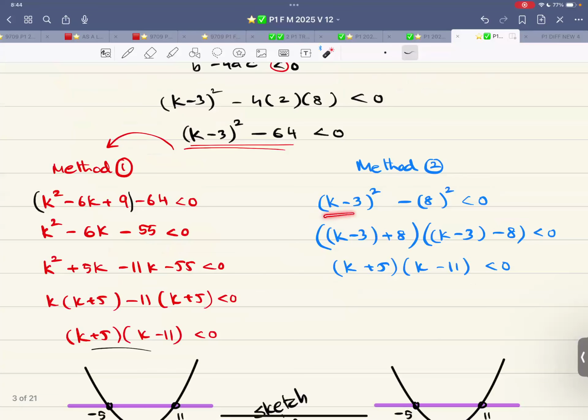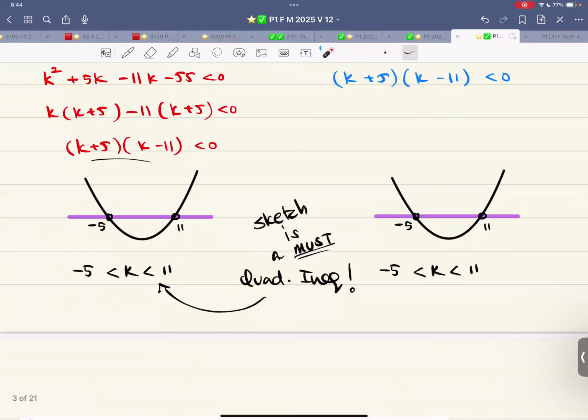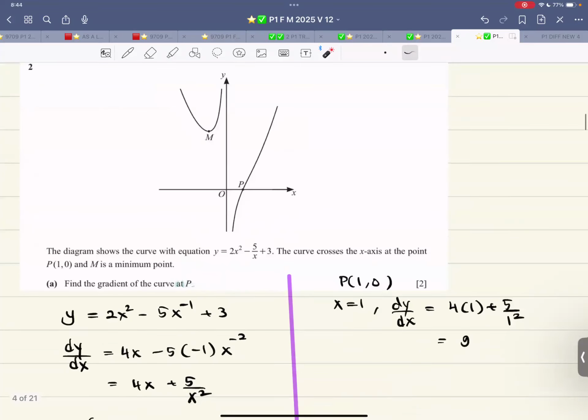Method 2, what I have applied over here, this is like a squared minus b squared. That is a plus b, a minus b, and you can factorize it like this also. The ending is the same. So question number 1 is done.